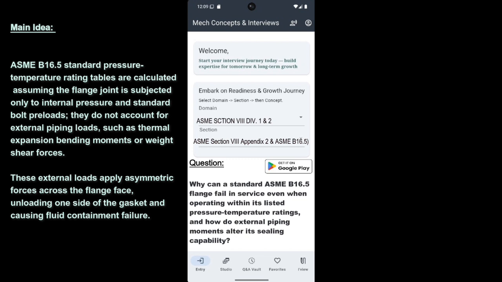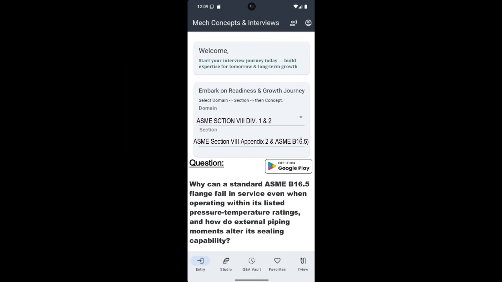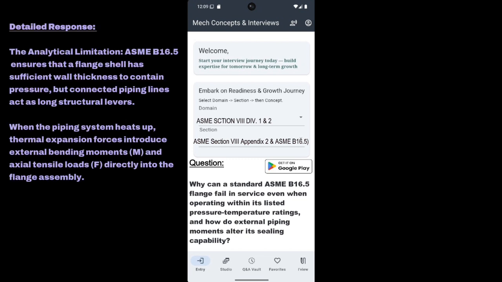But they ignore external forces. They account for exactly 0 external piping loads. When connected to a refinery system, thousands of feet of piping act as long structural levers. When that system heats up to 600 degrees, the thermal expansion generates massive external bending moments and axial tensile shear forces that are driven directly into the flange assembly.